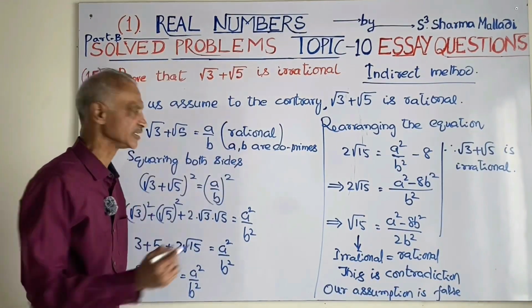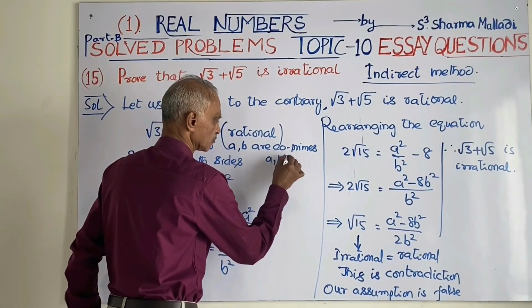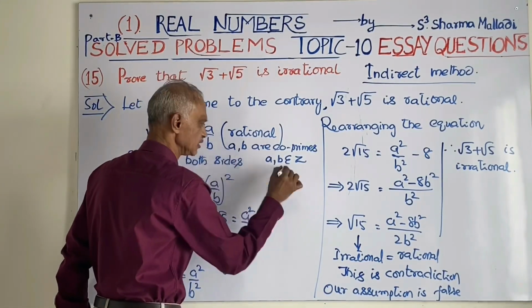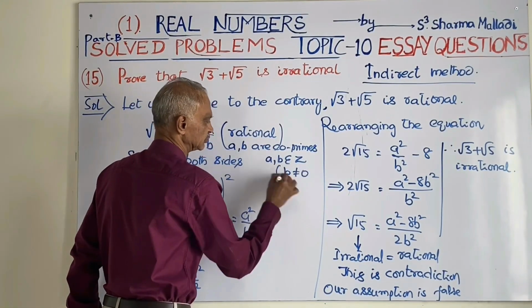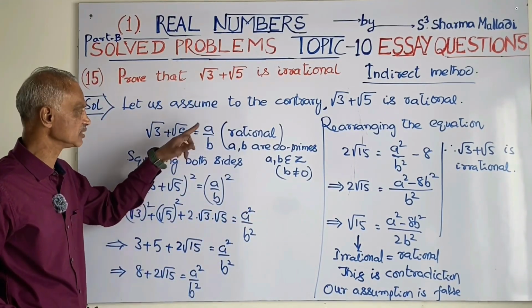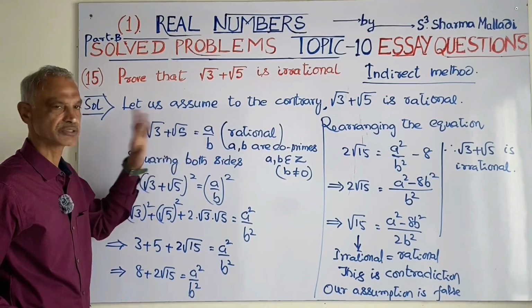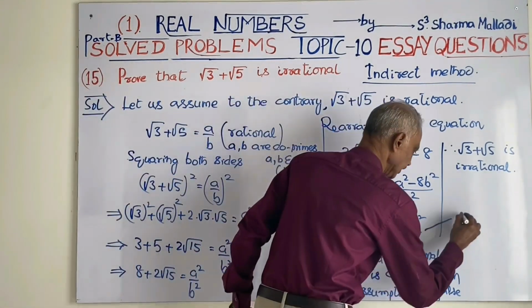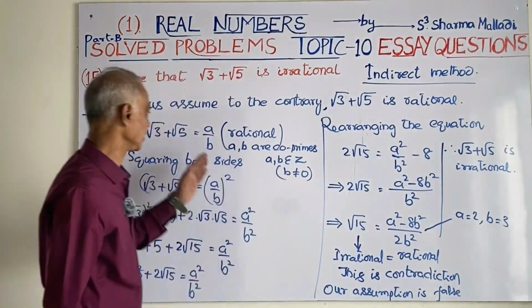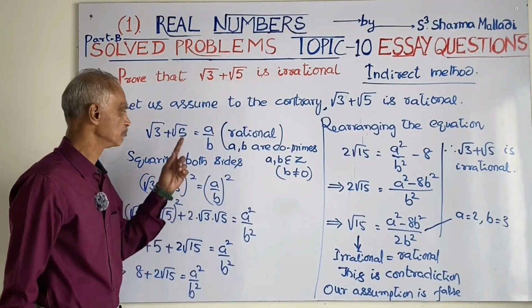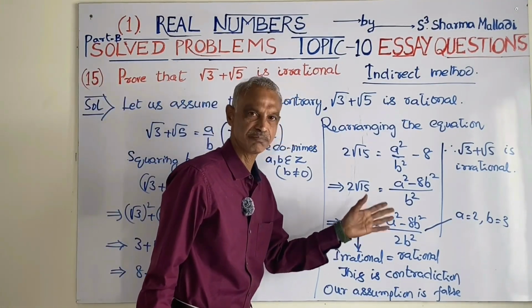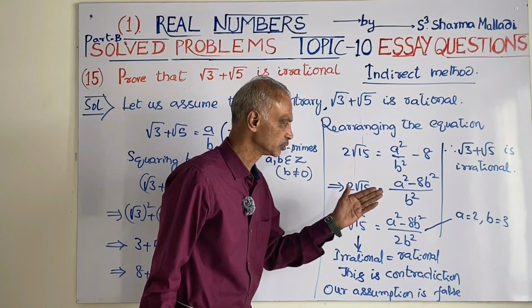Here a, b are integers. a, b belong to Z, integers, and b is not equal to 0. You should understand this one. And a, b are co-primes, means you take a is equal to 2 and b is equal to 3, because a and b are co-primes. b should not be equal to 0.